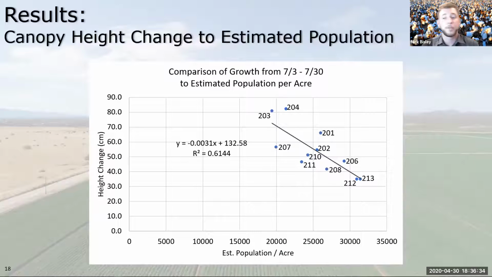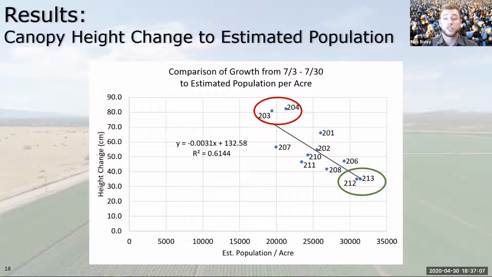So looking at it compared to harvest data, looking at canopy height change to estimated population. And here you can see a pretty clear correlation between higher population and a lower height change between that month of July. And again, here, if you notice 203 and 204, those are the ones you could really see clearly in the imagery. That 203 and 204 really showed a high degree of change, and 212 and 213 really didn't.